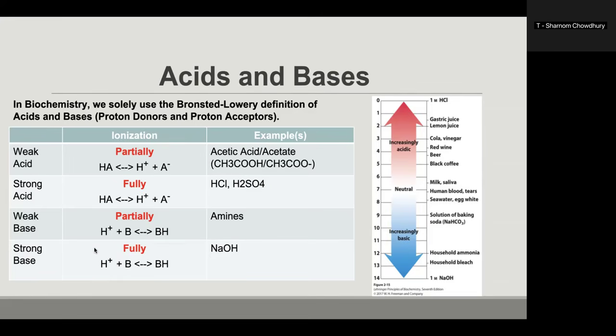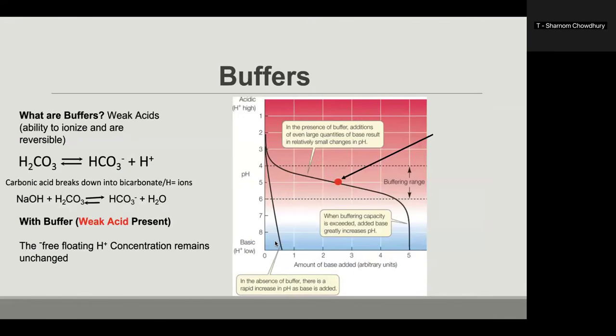A weak base is, well, the opposite. For example, amines can partially combine with hydrogen ions. Any weak base can partially combine. However, strong bases fully combine, such as sodium and OH forming NaOH. The reason strong acids and strong bases are important is for buffers as well.